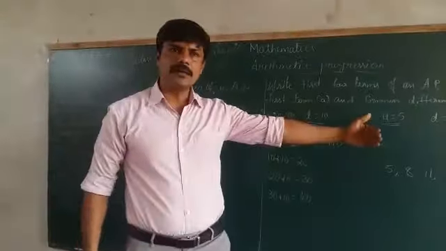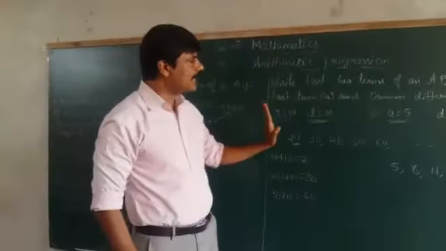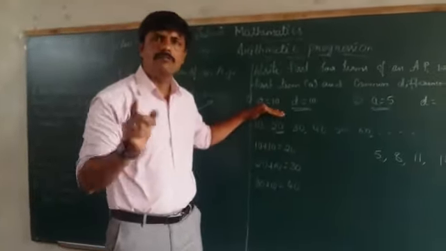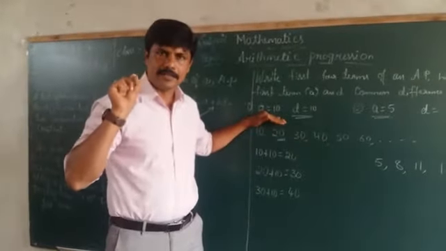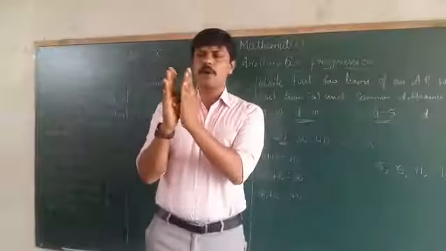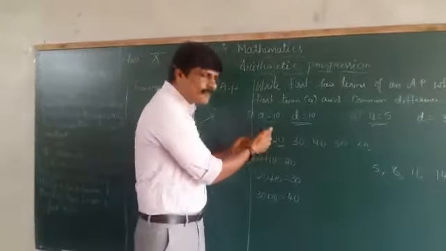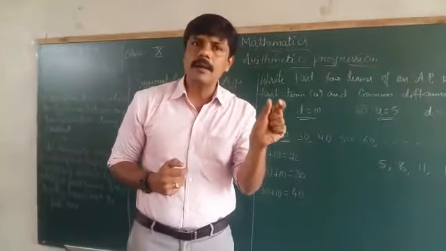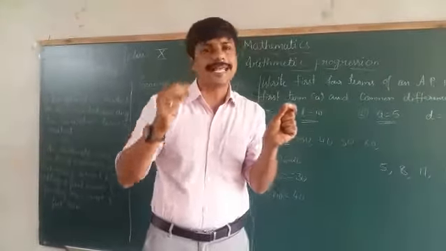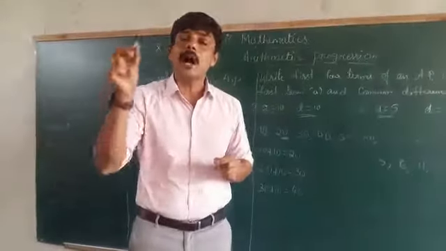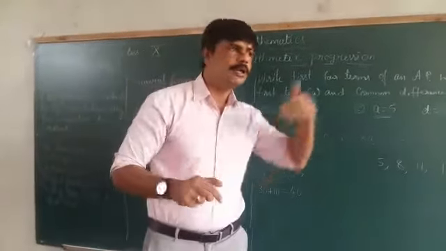Did you understand everything, children? So the thing is, to form an AP, you should know the first term and common difference. Keep this in mind. If you add the common difference to the first term, you will get the second term. By adding the common difference to the second term, you will get the third term. By adding the common difference to the third term, you will get the fourth term.